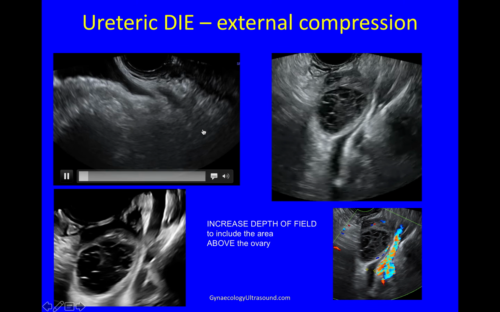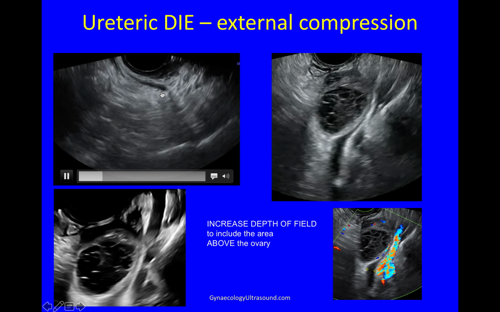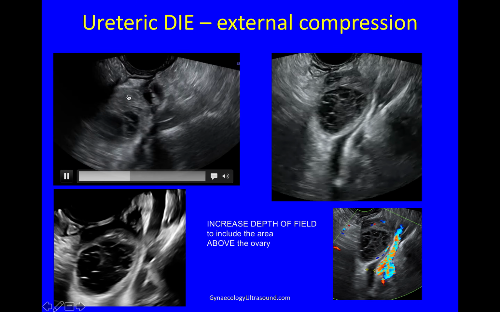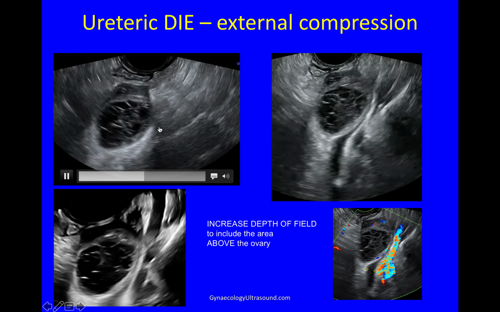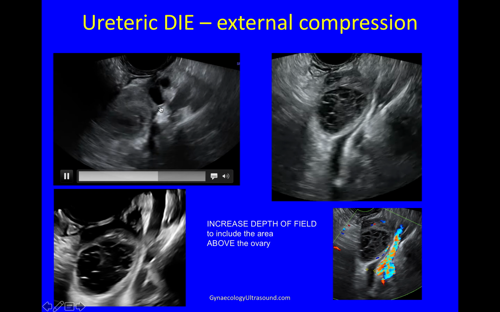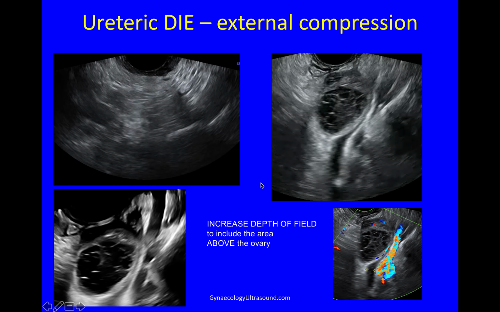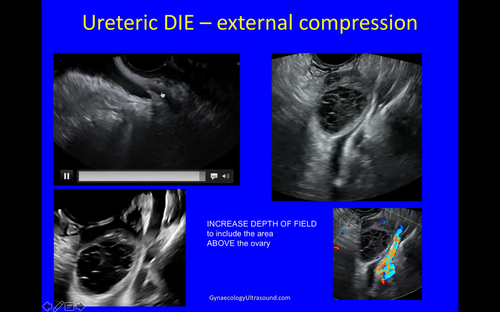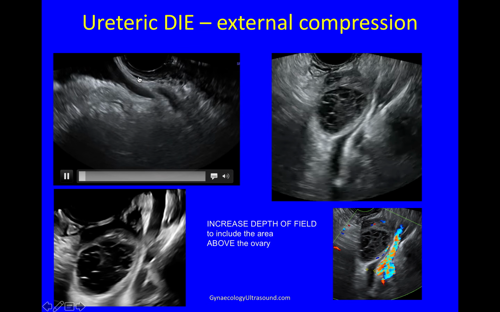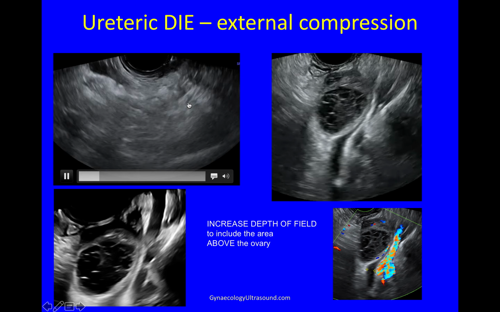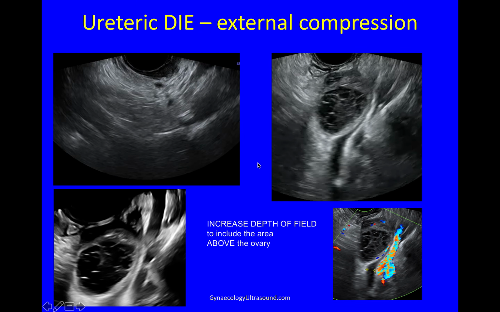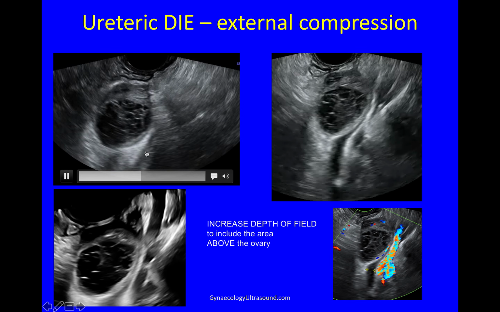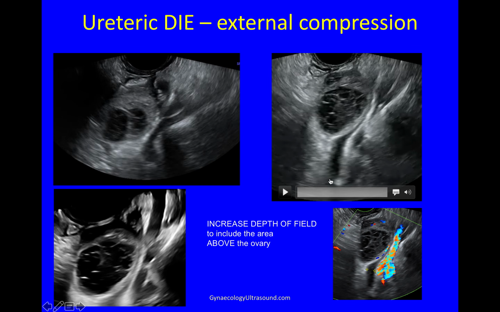And here you can see that ureter as it just comes out of the bladder. I'm tracking it laterally. There's the ovary, and there it becomes very wide. This is where it's being pinched. So you just go to the bladder and look at where the ureter enters the trigone, and you track it laterally toward the pelvic side wall, toward the ovary, and then you have to look above the ovary. And you can see that here.